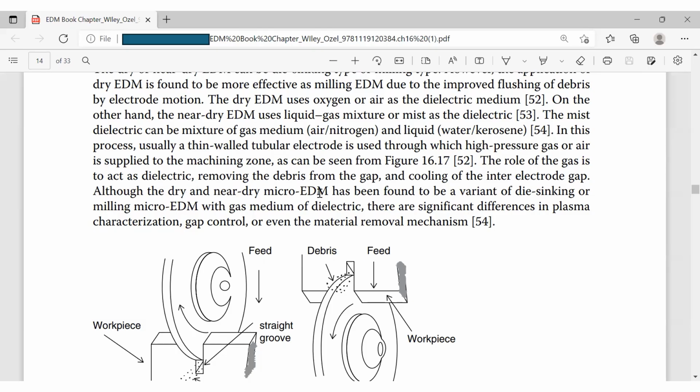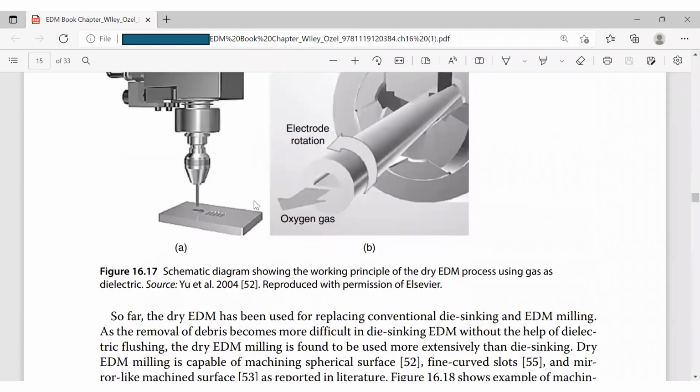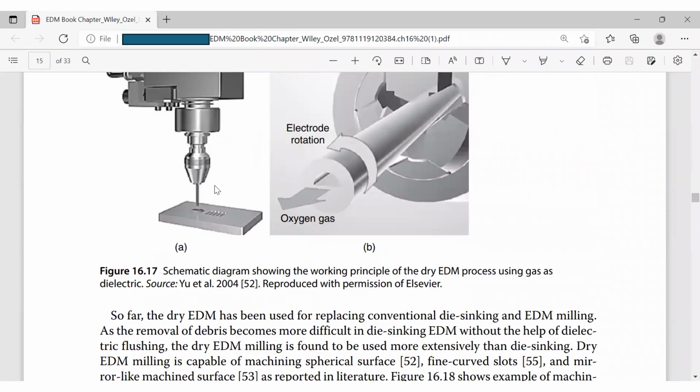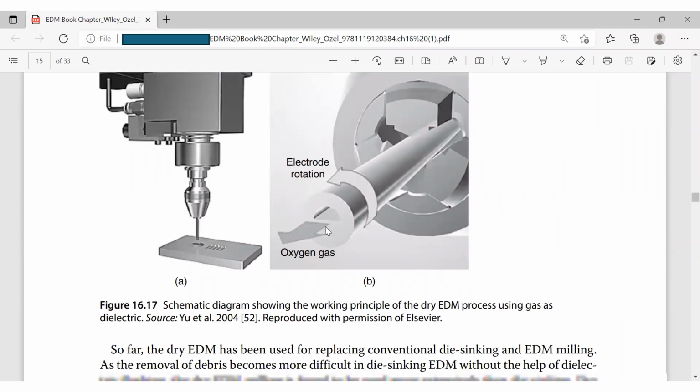Although the dry and near dry micro EDM has been found to be a variant of die sinking or milling EDM with a gas dielectric medium, there are significant differences in plasma polarization and gap control, along with the material removal mechanism. So this is the dry or near dry EDM machine. These are the features. The electrode rotation is a tube, and this is a tube. The medium can be fed, either gas or a gas liquid mixture.